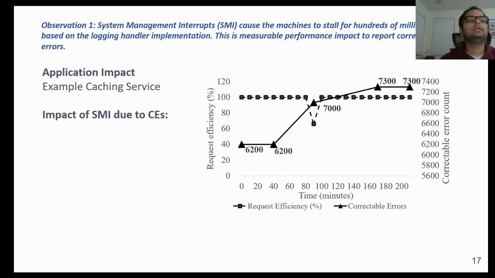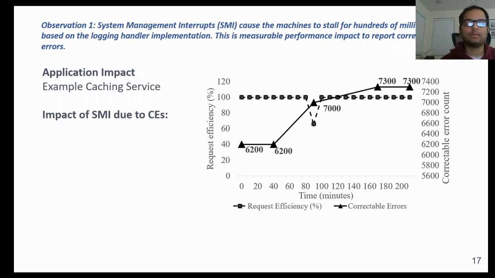With that, let's get started with the observations that we have been able to make through the sets of experiments. Let's consider an example caching service application for making the first observation. On the graph on the right-hand side, the time is in minutes on the x-axis. On the left y-axis, we see a request efficiency percentage. On the right-hand y-axis, we see a correctable error count scale for the number of correctable errors seen on that machine. Request efficiency refers to the number of requests that the machine executes successfully within a specified deadline time. If the machine drops the request or is unable to complete the request within the deadline time, we say that is a request drop.